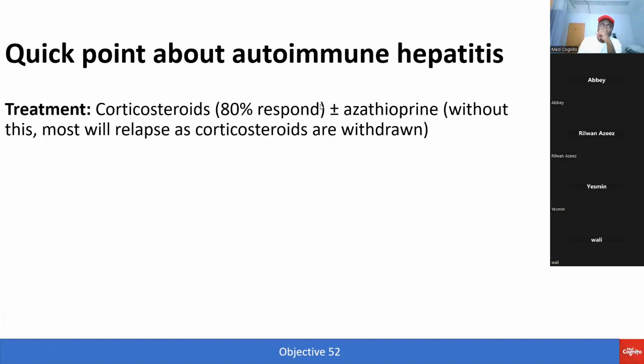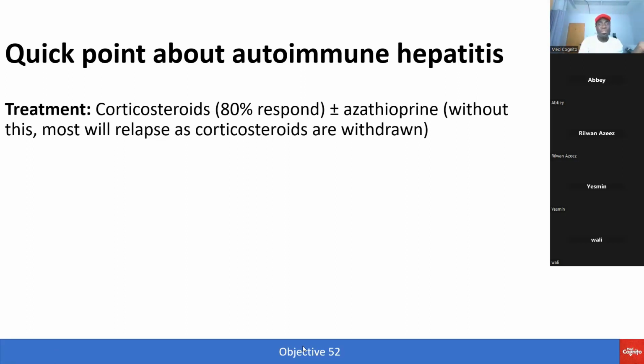Now, in relation to autoimmune hepatitis, because with your QE1 objectives, you also need to know treatment. Quick point: steroids with or without azathioprine is what we use to manage autoimmune hepatitis. Keep it very simple. Don't make it complex for yourself.